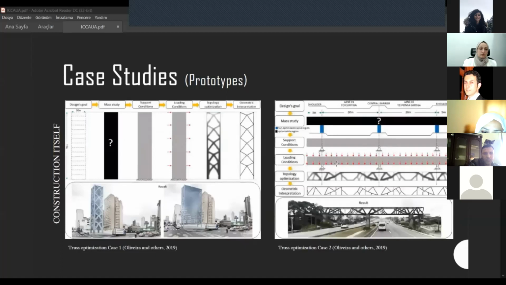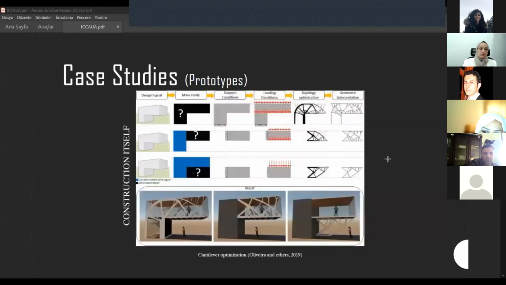Oliveira and others' work is on the building itself after the mass study of the structure whose design criteria were determined. The support and load conditions were determined, and the result of the optimization was interpreted and the final designs were obtained. Their first study was on high-rise buildings. Their second study is on a bridge, and their third study on a cantilever building design.